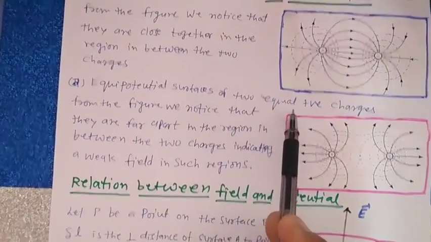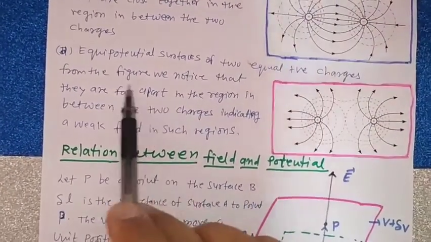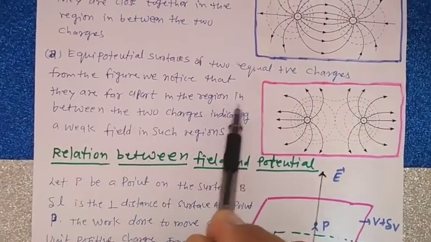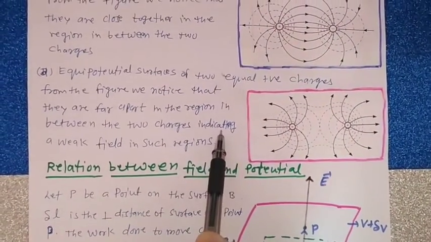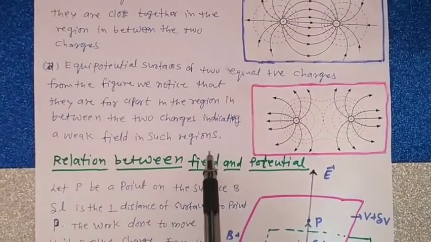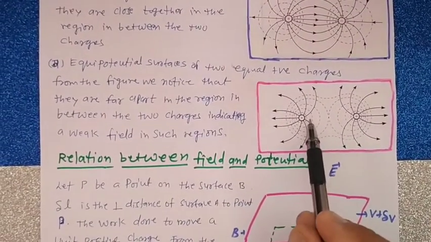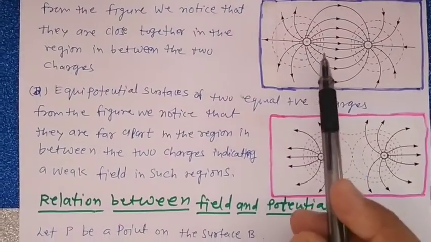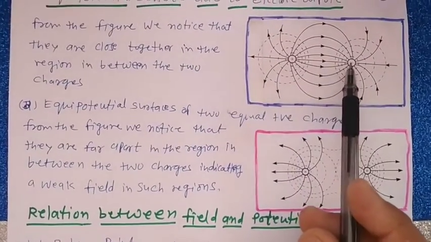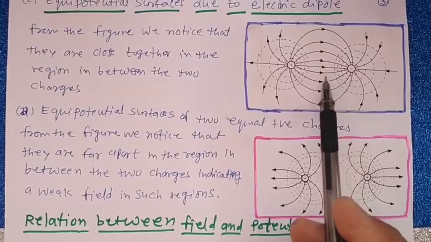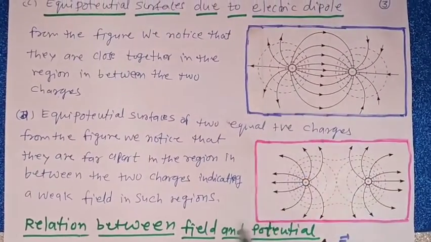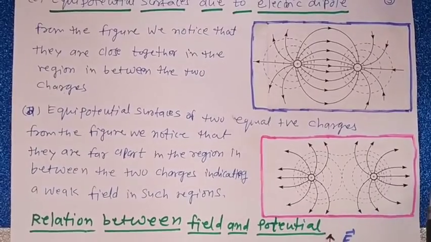Equipotential surfaces of two equal positive charges. From the figure we notice that they are far apart in the region in between the two charges, indicating a weak field in such a region. Here you can see they are far apart. Compare with the previous case where they are crowded, nearer to each other. Just opposite to this one, here they are apart, but there they are closer.